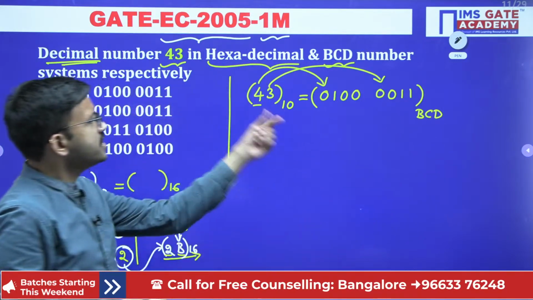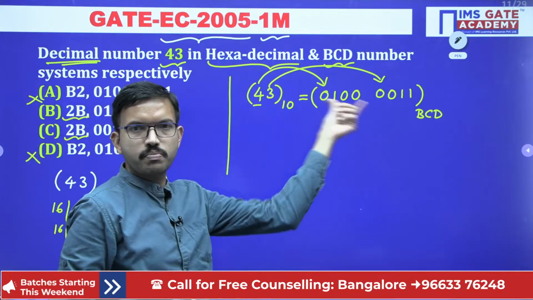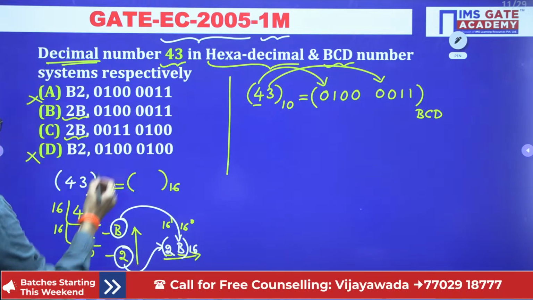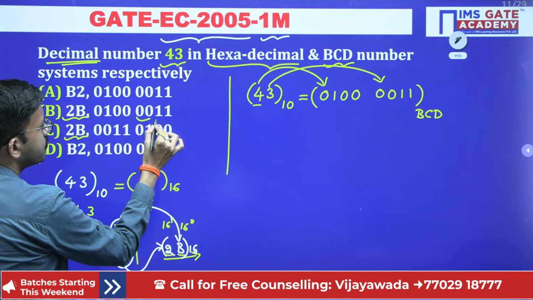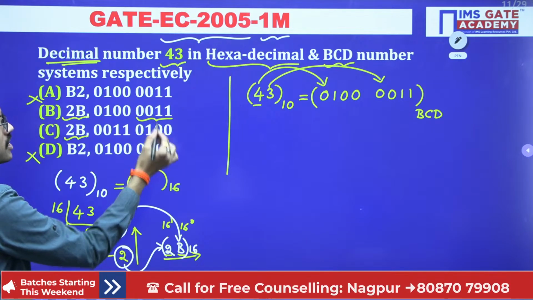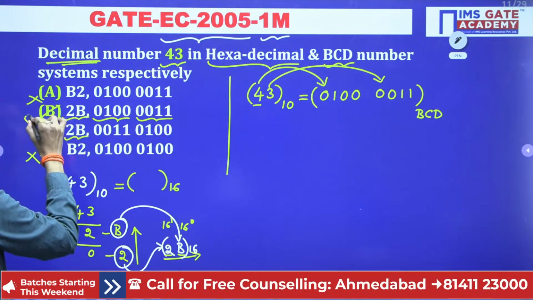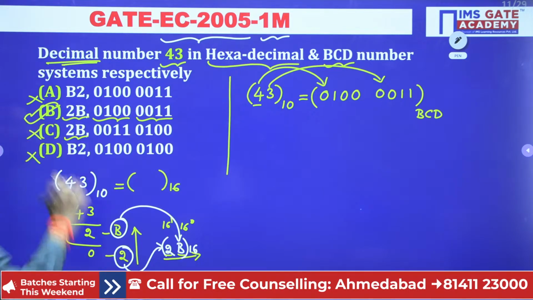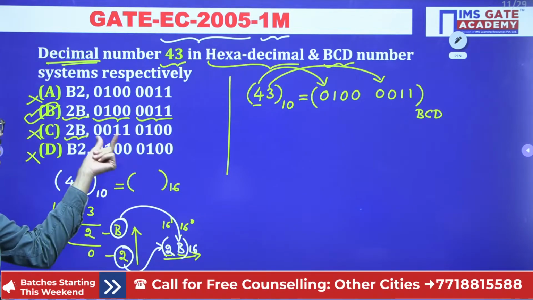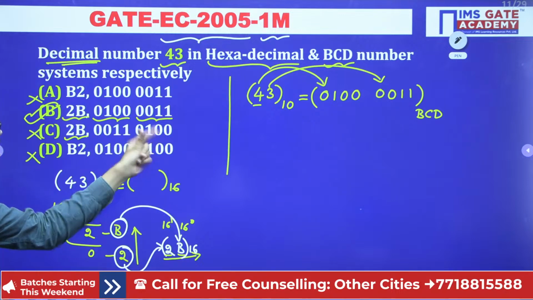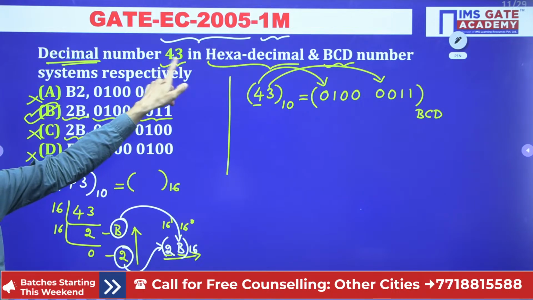Either you can represent each and every decimal digit with 4 bits like this, or otherwise you can just do the grouping of 4 bits. Here 0011 is nothing but 3, 0100 is nothing but 4. Yes, option B is the correct one. So option C you can eliminate. Here in option C you are getting 3 here and 4 here, but here you are having the decimal number 43.